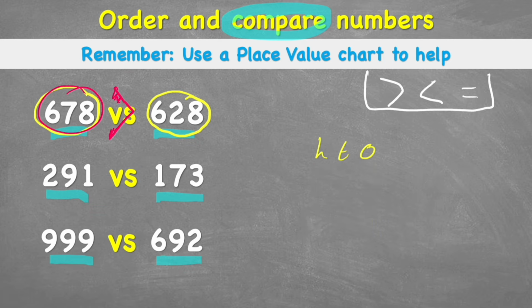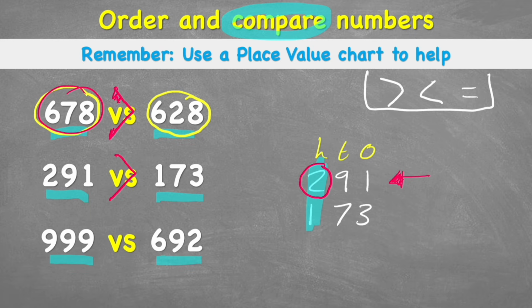Let's look at our second example. I have 291 and 173, and straight away I can see that in the hundreds column I have a 2 and a 1, which means this value here is always going to be larger. So that means the 2 in the hundreds column will always be bigger than anything that can come from my second number. Therefore, this is my greater number, my greater value. So again, 291 is greater than 173. Remember, crocodile wants to eat the big number.